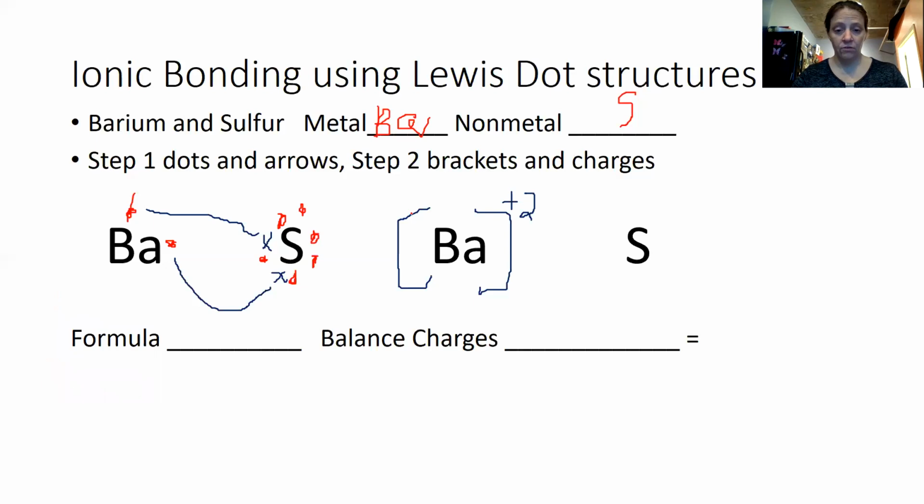Okay, and now we have our sulfur. Okay, so we're going to put in all of the electrons. Everything you see around here, that's what you're going to have around the sulfur. Okay, so I have to indicate all of these. So 1, 2.